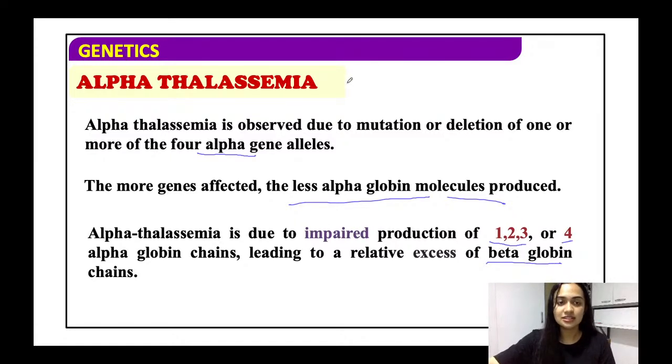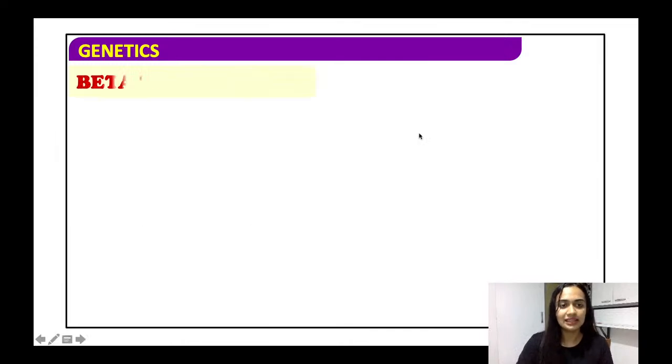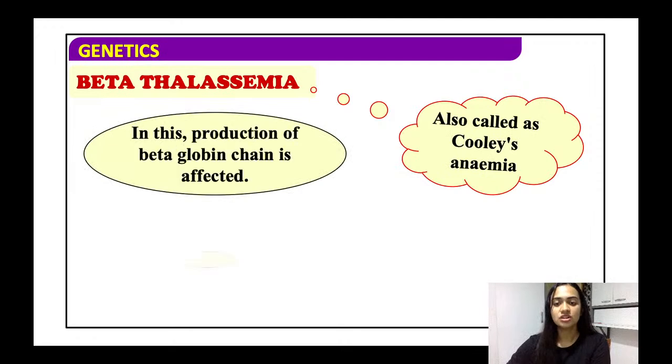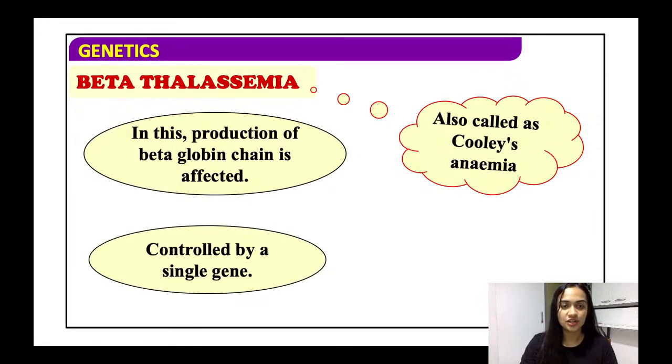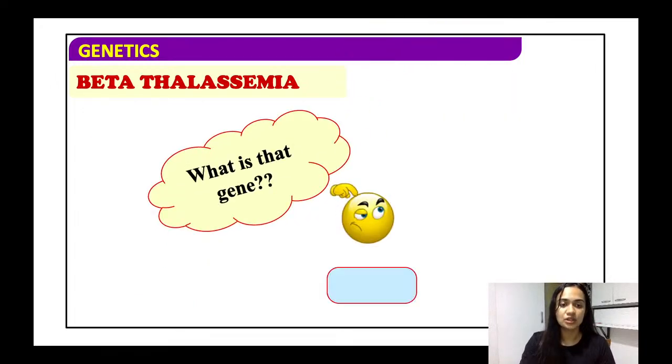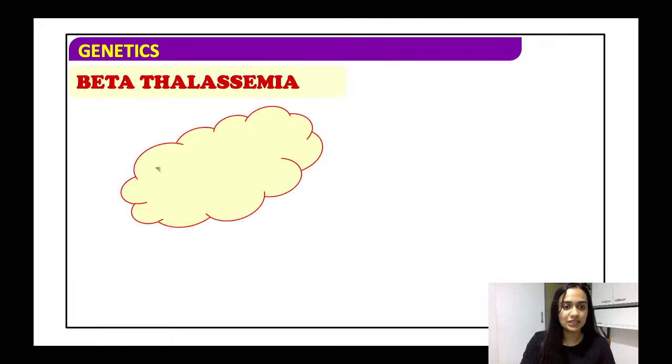तो अल्फा इसमें क्या होता है, क्योंकि अल्फा चेन्स की ये कम हो जाती है एंड उससे क्या होता है कि बीटा जो है वो एक्सेस में प्रोड्यूस हो जाता है एंड ये एक abnormality कॉज होता है. It is also called the Cooley's anemia. In this production, the beta globin chain is affected and it is controlled by a single gene. What is that gene? HBB.